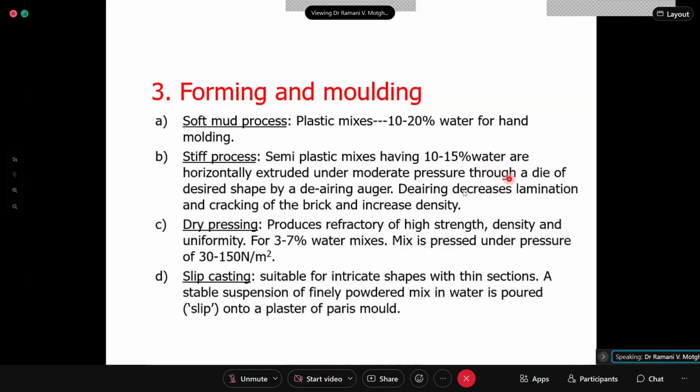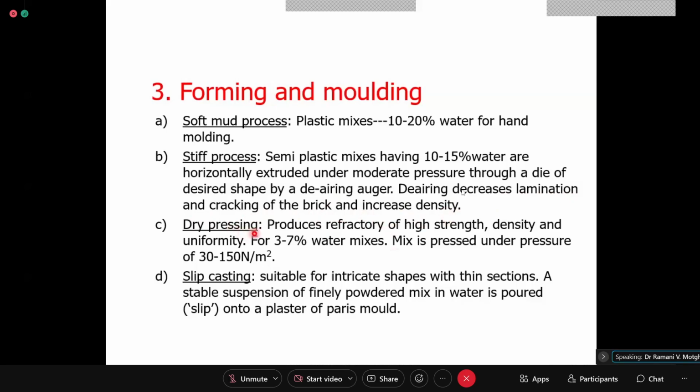The material will be pressed into the mold. Semi-plastic mixes having 10 to 15% water are horizontally extruded under moderate pressure to a die of desired shape by a de-airing auger. So de-airing decreases the lamination and cracking of the brick and increases density.